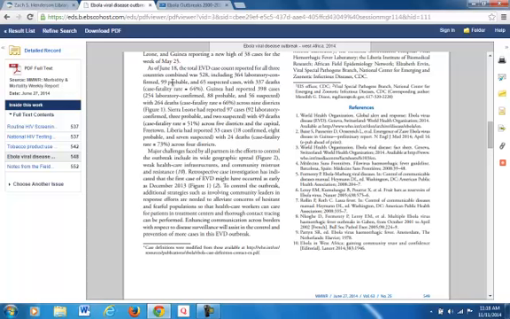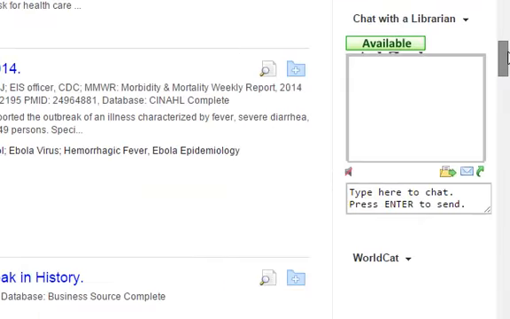And this paper also talks about the actual confirmed cases, but it also adds in probable cases and suspected cases, just because not all of the cases are probably reported.